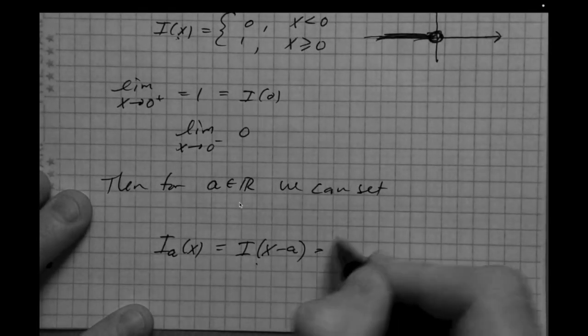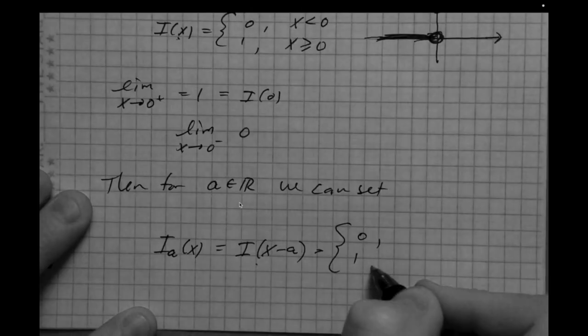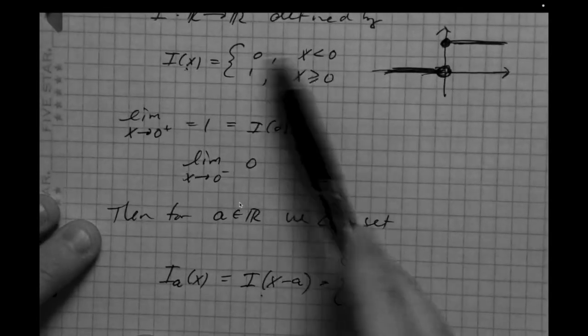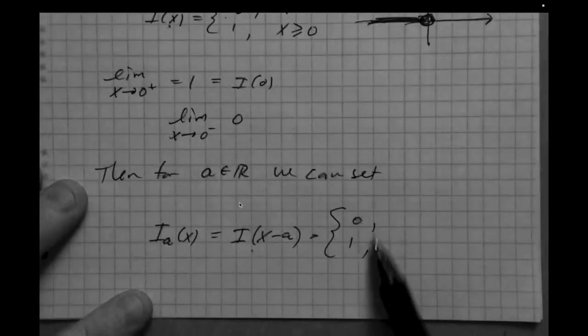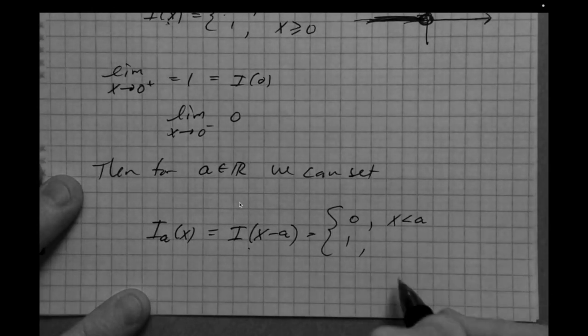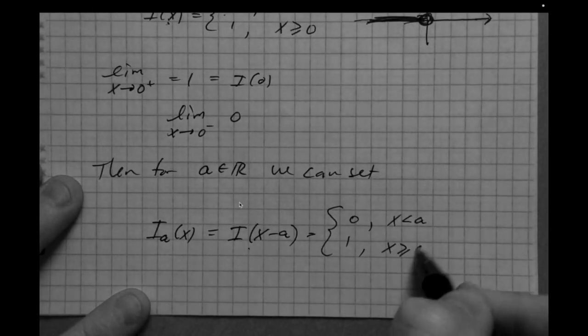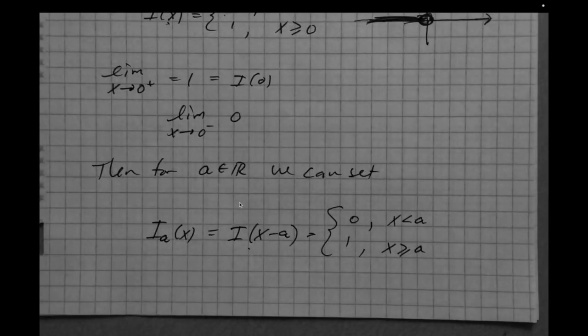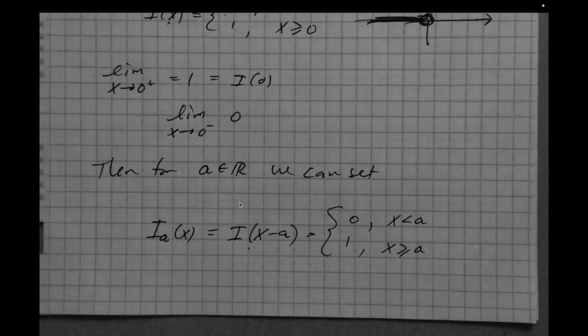And so instead, this is going to be equal to 0 or 1, and instead of the value being triggered on 0, it'll be triggered on a. So it'll be 0 whenever x is less than a, and it'll be 1 whenever x is greater than or equal to a. Okay. So this is just a modification of the unit jump function to allow it to shift left and right on the x-axis.